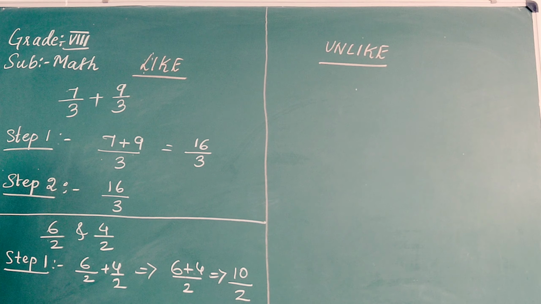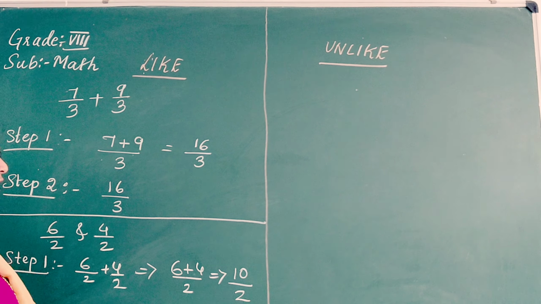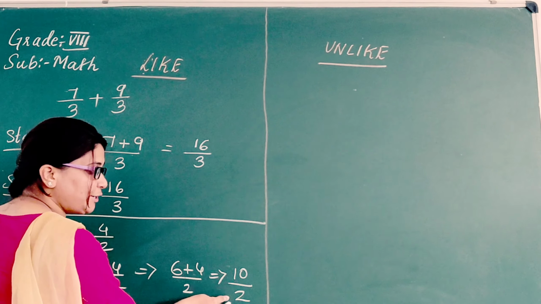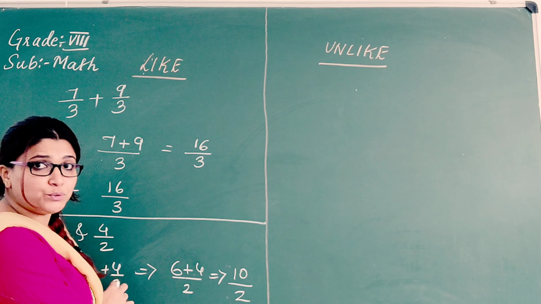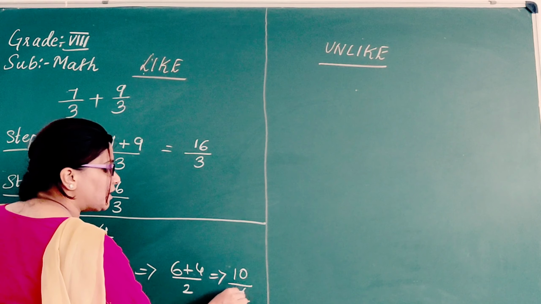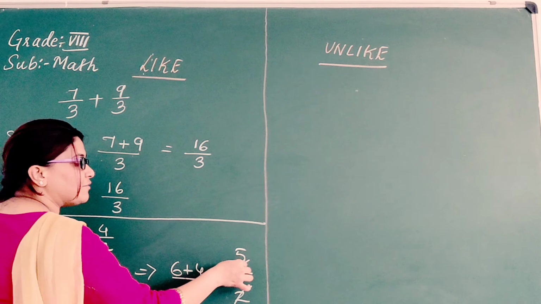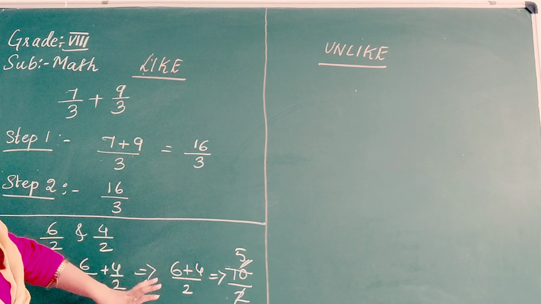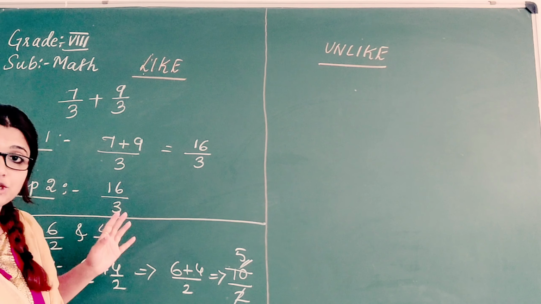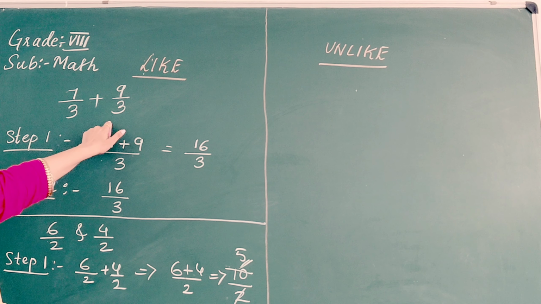Okay, children? Now step number 2 is nothing but reduce this into simplest form. So 10 and 2, right? 10 goes in the 2 table: 2 ones are 2, 2 fives are 10. So my answer is 5. Got it? So this is the case when I am solving two rational numbers which have like denominators. Like denominators means 3 and 3.